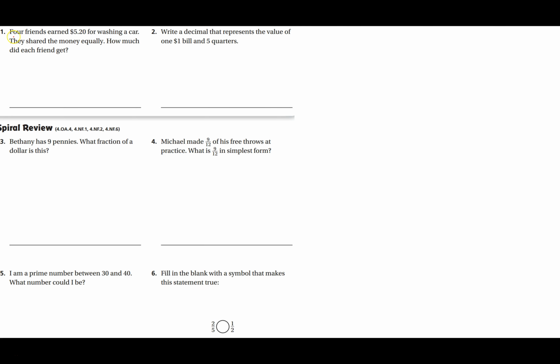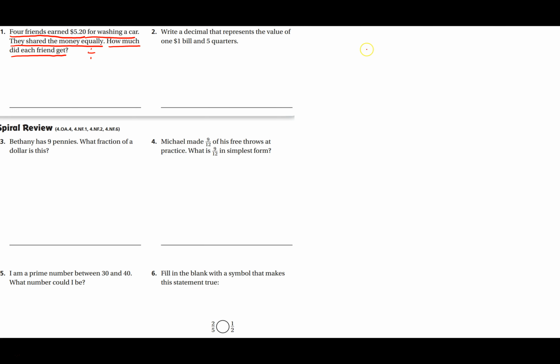Number one, 4 friends earned $5.20 for washing the car. They shared the money equally. If they're sharing equally, I know I'm going to be dividing. And the same thing as division is repeated subtraction, so either one. How much did each friend get?